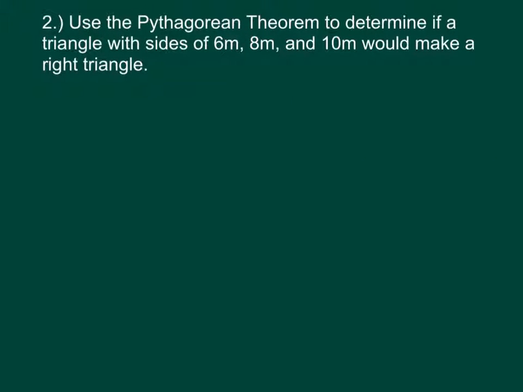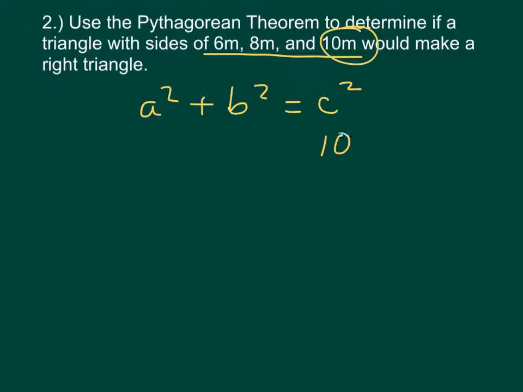Use the Pythagorean theorem to see if a triangle with sides of 6, 8, and 10 would make a right triangle. So let's start by writing down the Pythagorean theorem. a squared plus b squared equals c squared. We know the longest has to be your c, so let's go ahead and put that in, and then the other two are the legs.